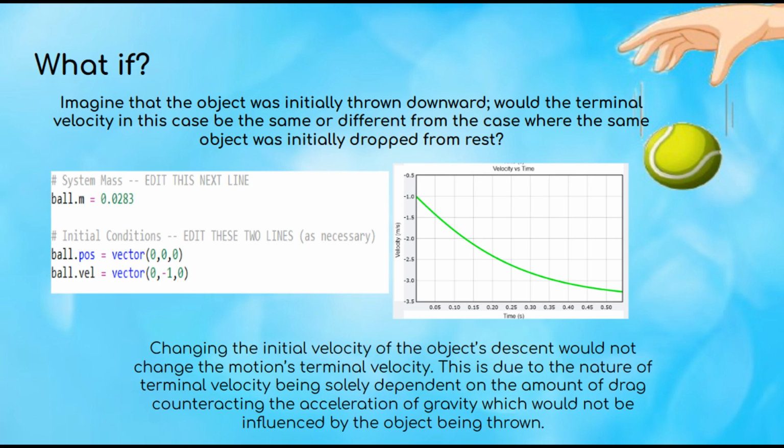Changing the initial velocity of the object's descent would not change the motion's terminal velocity. This is due to the nature of terminal velocity being solely dependent on the amount of drag counteracting the acceleration of gravity, which would not be influenced by the object being thrown.